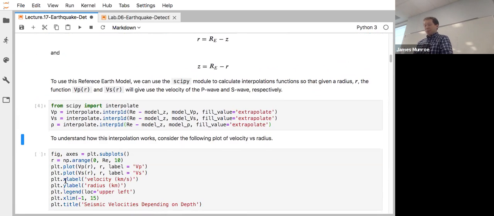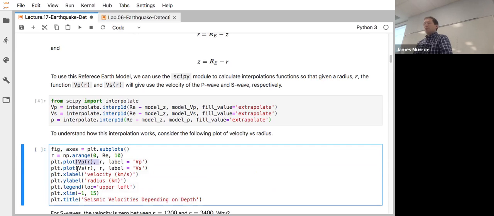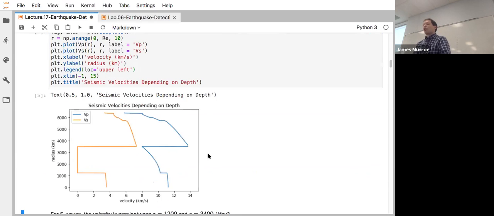So if I try and make that plot by creating the subplots and then plotting as a function of radius, this velocity P and the velocity S, you can see that this is the Earth model. It's a 1D Earth model in the sense that it's only a function of radius. And as you go from the surface of the Earth, so this is up here. Remember, the radius of the Earth is around 6,300 kilometers. As you go deeper into the rock, it gets more dense, the velocities increase, and this is what we're seeing. It increases, it increases, it increases.